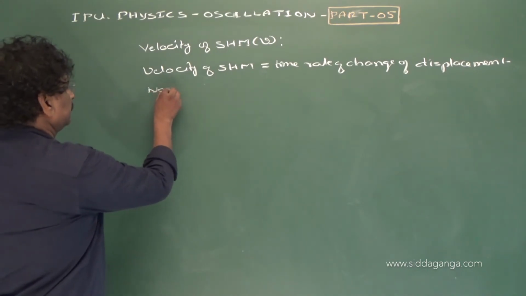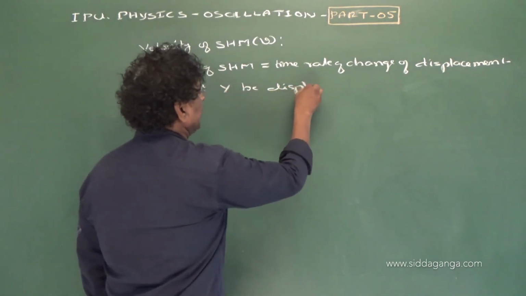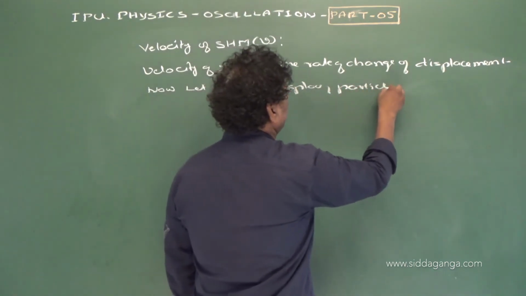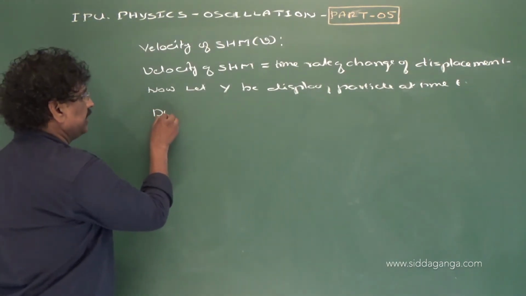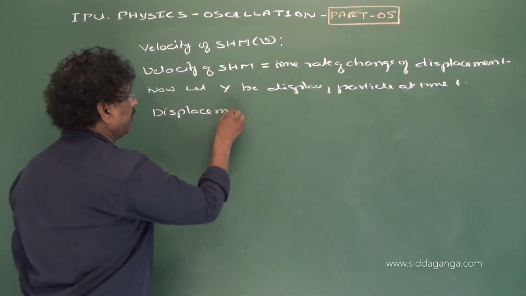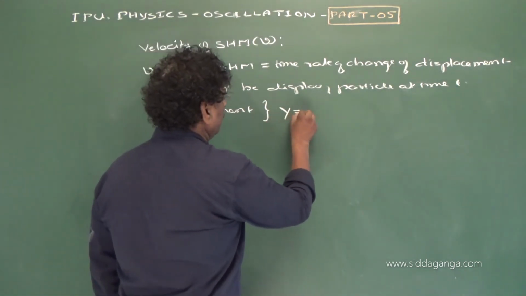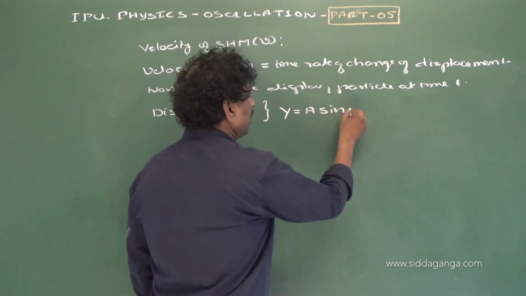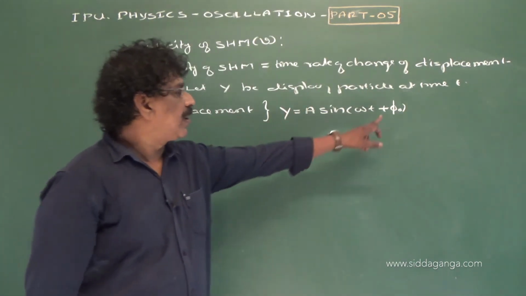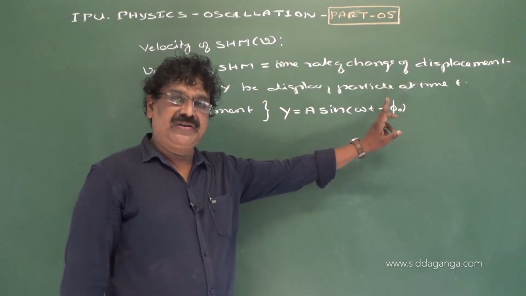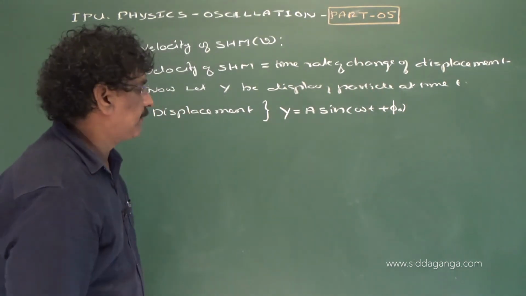Now, let y be the displacement of the particle at time t. Then we have the displacement equation at time t: y is equal to a sin omega t plus phi naught. I have taken the general equation, where phi naught is the initial phase. When the initial phase is 0, we can take phi naught equal to 0, and the equation becomes y is equal to a sin omega t.